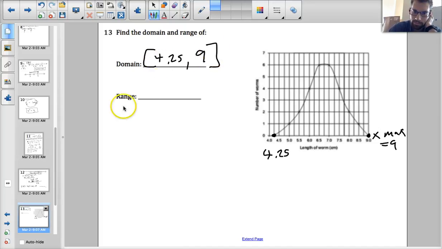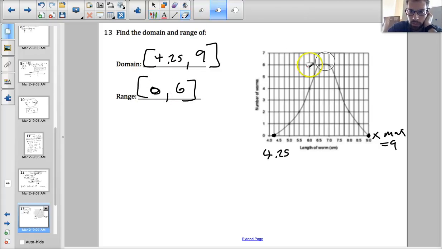The range is going to start here at the bottom, which is 0, and it's going to go up here to the top, which is 6. And both of those points are included as well, I believe, right? There's no open circle there or anything. Yep, we're in good shape. We've got the domain and the range.